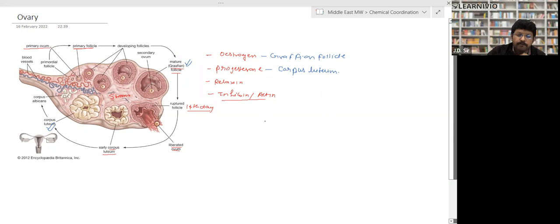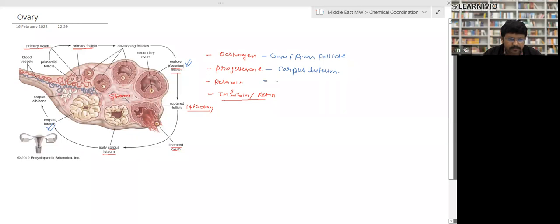It is required for the formation of placenta and maintenance of pregnancy. Full stop.